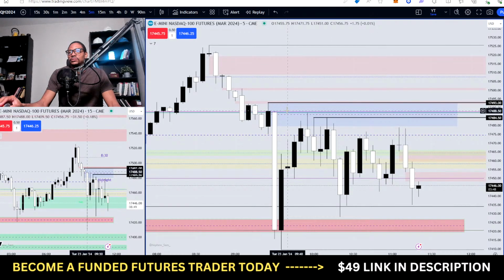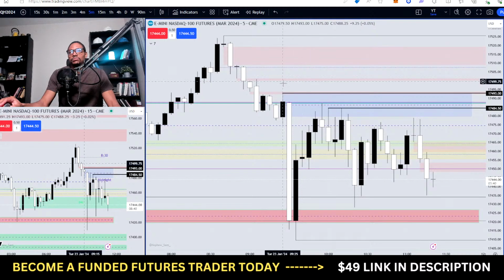Let's see how big is this. 488 to 492. So it's 3 or 4 points there. If the wick was more than 6 or 7 points and it was like up here somewhere, I wouldn't include the wick. I would just take the body.